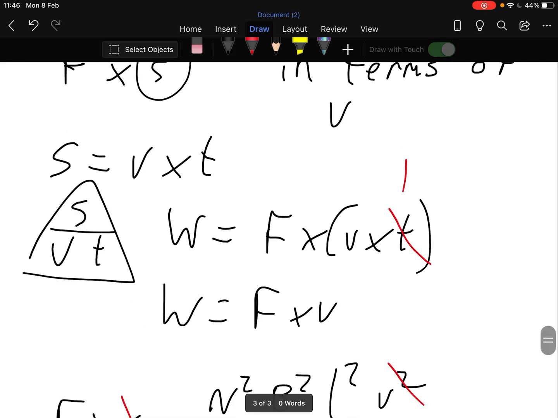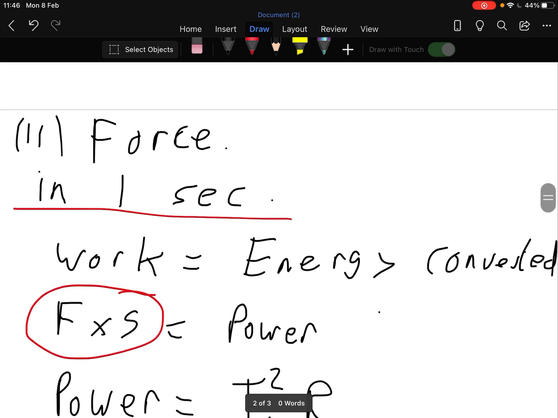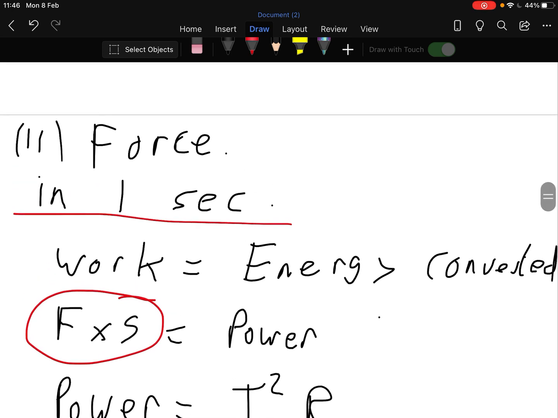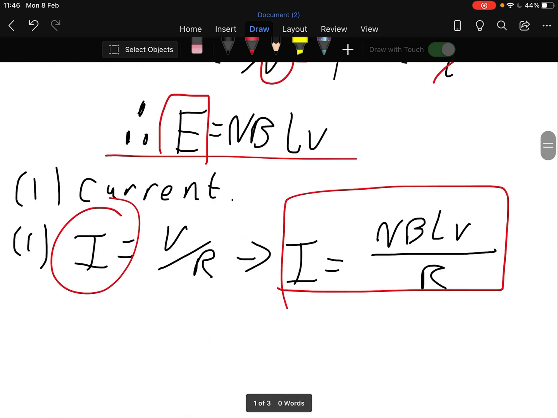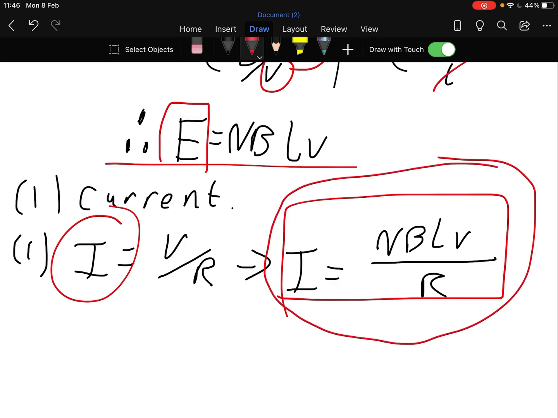Okay, so how did I do that? Let's go back to the start. So what we said was, this was a very hard one because you had to kind of tweak it a little bit. Work done is equal to energy converted. So what we want basically is we want it in terms of V. So obviously we want it in terms of this thing here, because it's in terms of V.